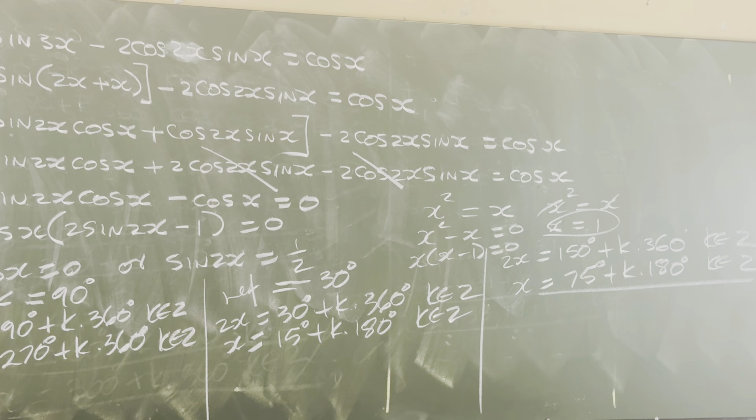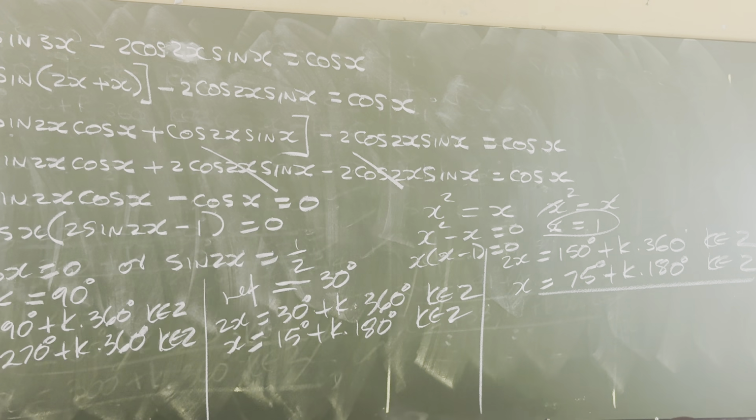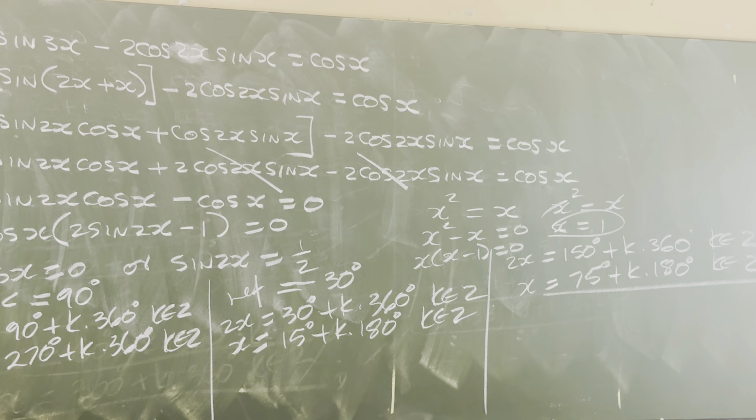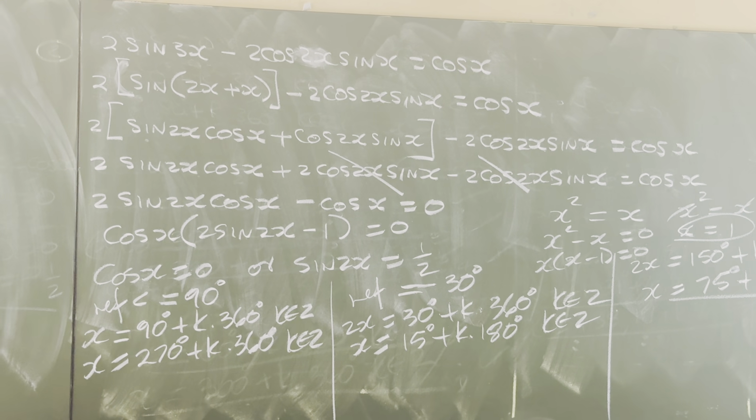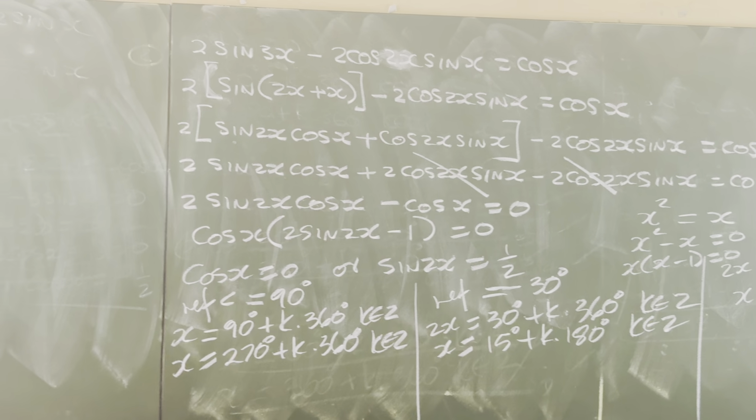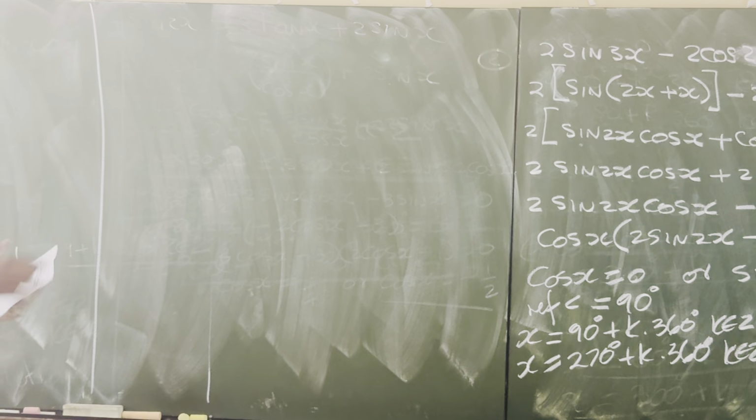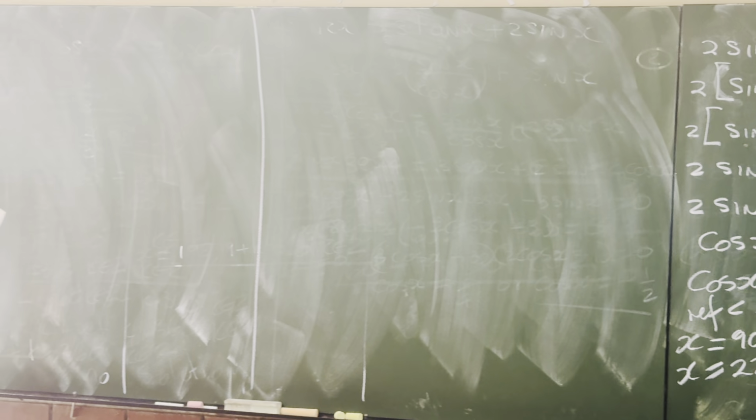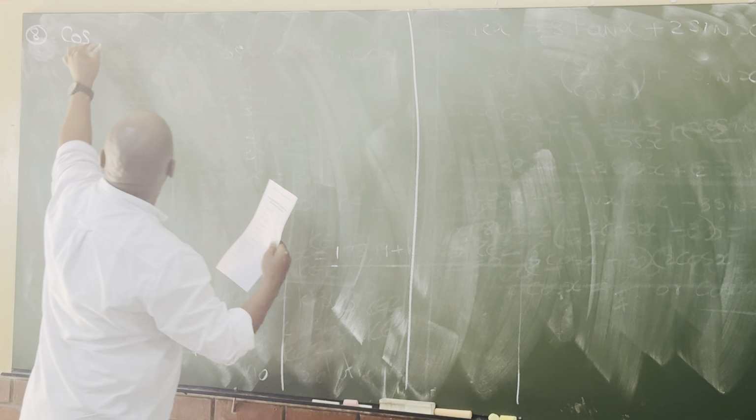All right. And then we are going to number 8. Okay, let's go and see number 8. What is happening in number 8? Let's see. Number 8, we have cos 60.